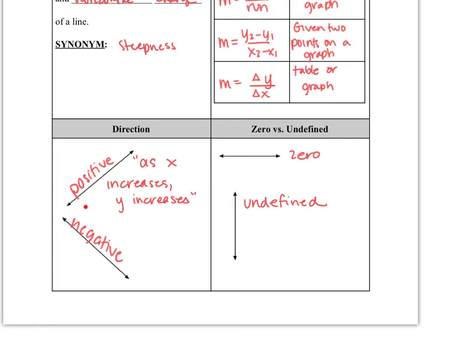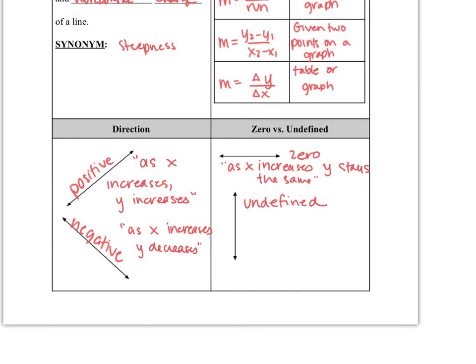So as I move left to right, I'm also moving upward. For a negative slope, I'm still moving left to right, so I'm still increasing my x, but this time my y is decreasing. So I could define a negative slope as x increases, y decreases. For zero slope, I'm still moving left to right, and so I can define this as x increases, y stays the same. You could also say y has 0 change.